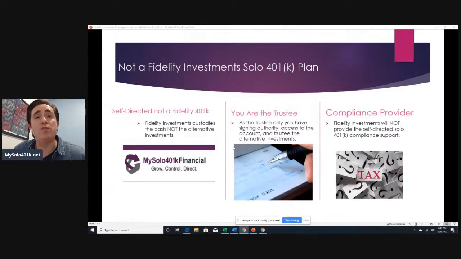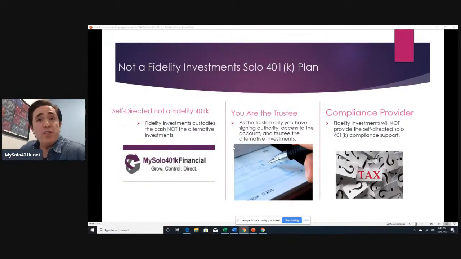Fidelity Investments' role is to custody the cash, or if you've got some of your money invested in a mutual fund or in equities, that's something Fidelity would hold on to. But if you've got your money invested in real estate or in notes, you're not going to turn over those real estate documents or those note documents to Fidelity. They're not going to hold on to that. You are the trustee of the plan, so you're going to safeguard those investment documents.